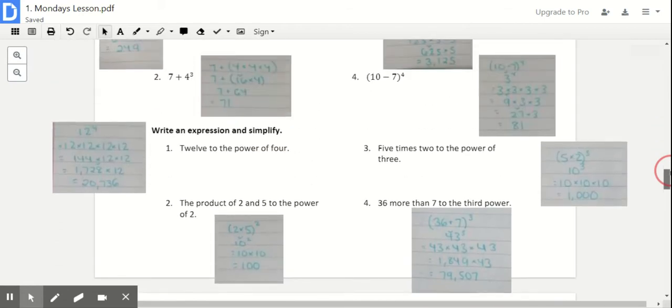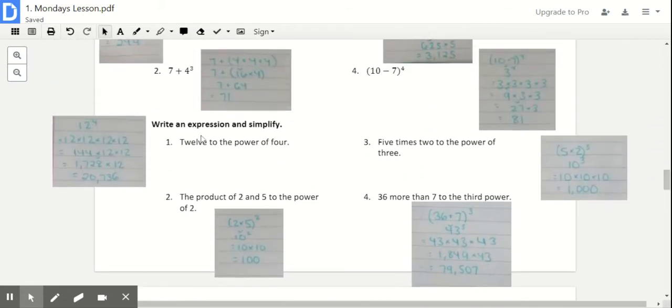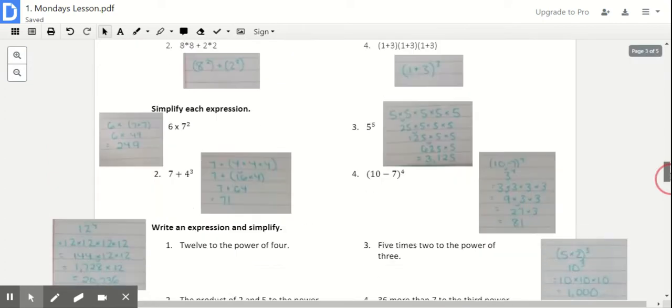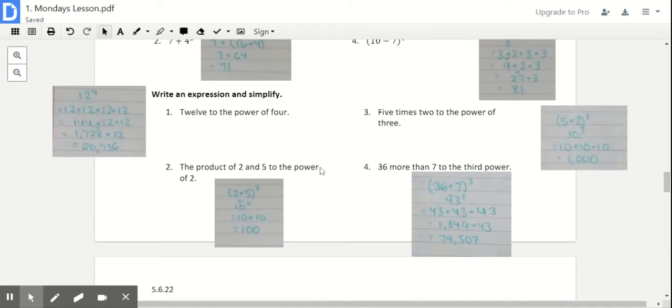All right, last piece. So you're writing an expression and simplifying. This is still connected to what we're doing. So they're giving you words, you're writing the expression, then you're simplifying. And of course, you're simplifying based off of how you guys need to solve to get to that point and doing one row at a time. So I want you guys right here to go ahead and pause the video and check your work.